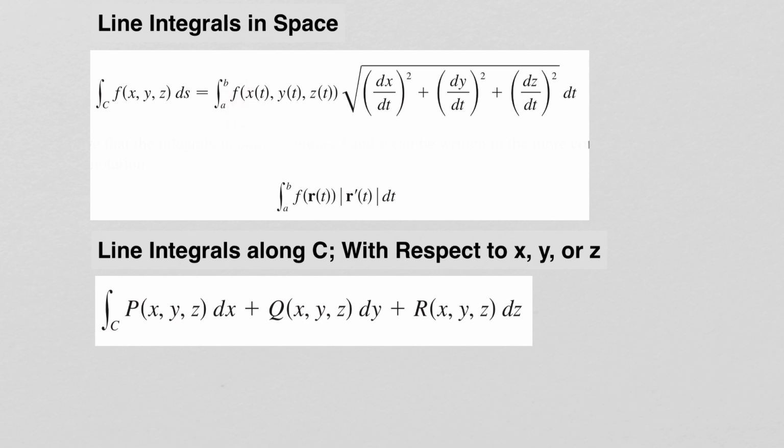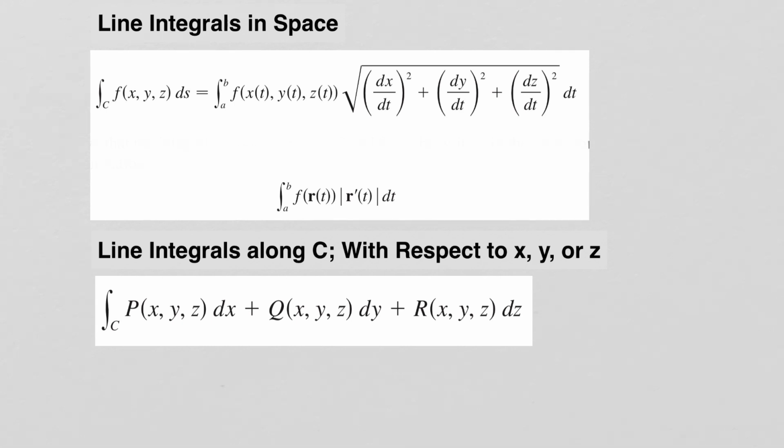It's f of the parameterization of those variables x, y, and z multiplied by ds, and in 3 variables, ds is this quantity here. And we sometimes abbreviate that by calling x of t, y of t, z of t the vector function r of t. So we have f of r of t. And then this right here is the magnitude of the derivative of r of t.